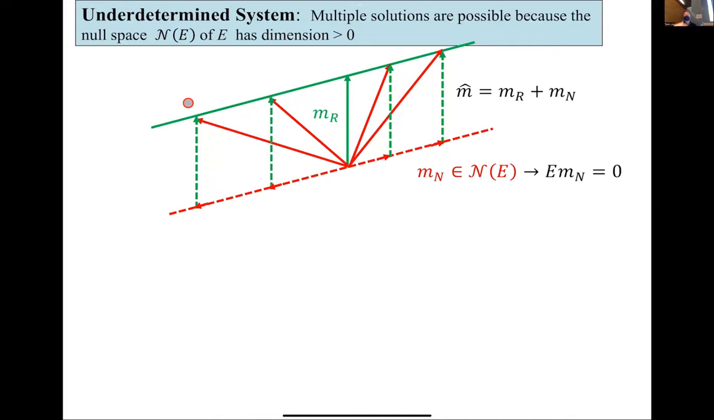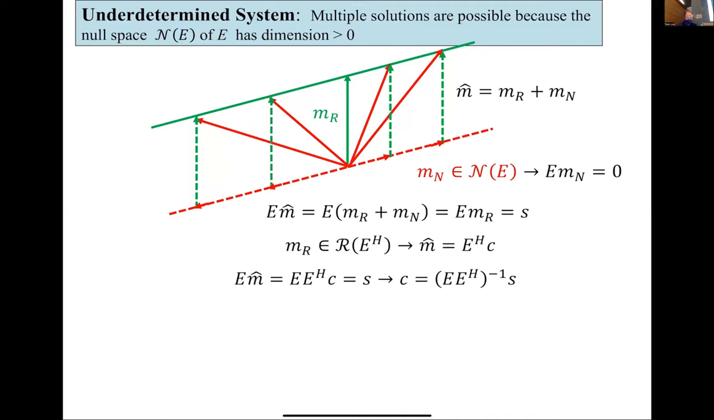So the question is, which solution should you pick? You have an infinite number of solutions, right? I've just drawn five of them here. So the minimum norm solution is just to pick the solution that's the smallest, which is this one, okay? And that means that anything along the null space, you should just zero out.